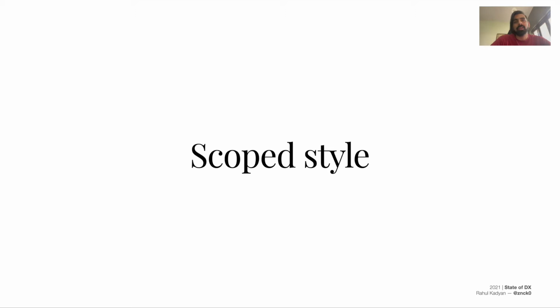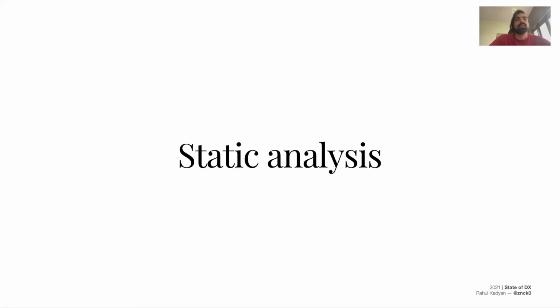Later on, we introduced scoped style, a way to contain CSS inside a component and prevent it from leaking outside and affecting other pieces of the application. It also led us to static analysis. The tree structure of templates, similar to HTML, allowed us to analyze pieces of components and optimize them so that you get the best performance out of the box.